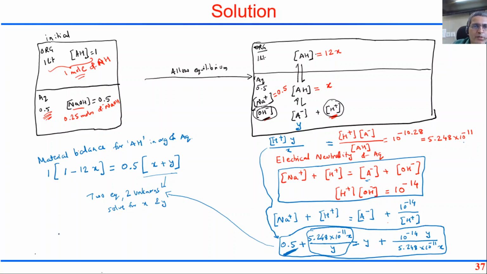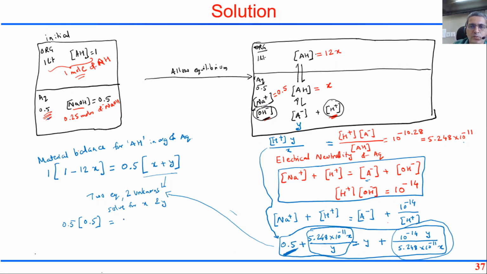Or if you want, you can write a material balance for OH minus ions. OH minus ions, how much did we have? We had 0.5 molar, 0.5 liters of 0.5 molar. That would be the OH minus ions. And the OH minus ions, now we can come from here. This is your OH minus ions. So we had another relationship in X and Y. Either you do OH minus ion balance.